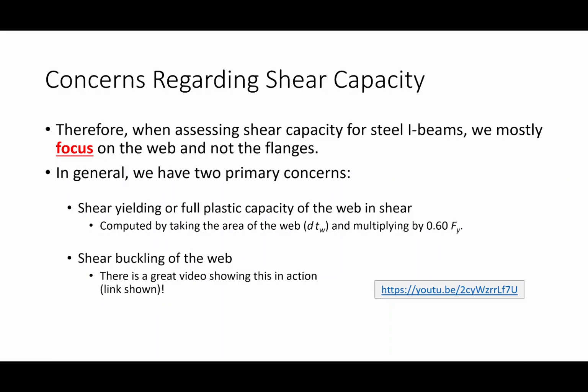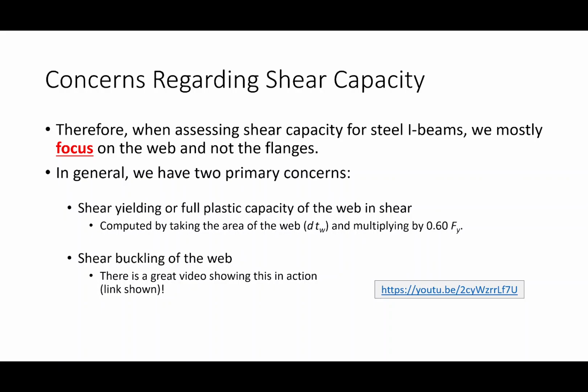Remember how I've said this whole semester, whenever you have something associated with shear, that 0.6 is going to pop up, okay? And is it a factor of safety? No, it is not a factor of safety. It is just a reflection of the fact that metals in shear do not resist stresses as well as metals in tension, okay? Does that make sense? All right, now that is shear yielding.